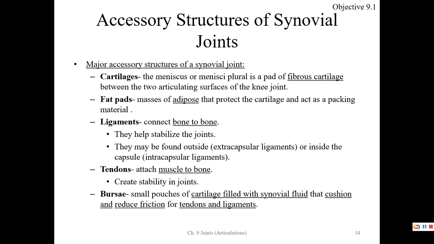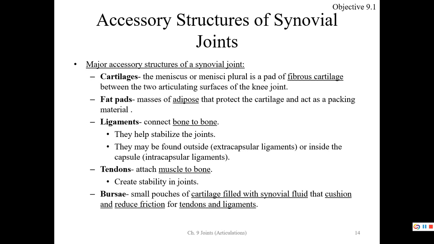So we're going to see cartilages that are also there, for example, the menisci inside the knee, between the articular surfaces, fibrous cartilage pads. There may be fat pads, masses of adipose that help protect, cushion, and absorb shock. We're going to see ligaments that connect bone to bone, and they help stabilize bones and joints.